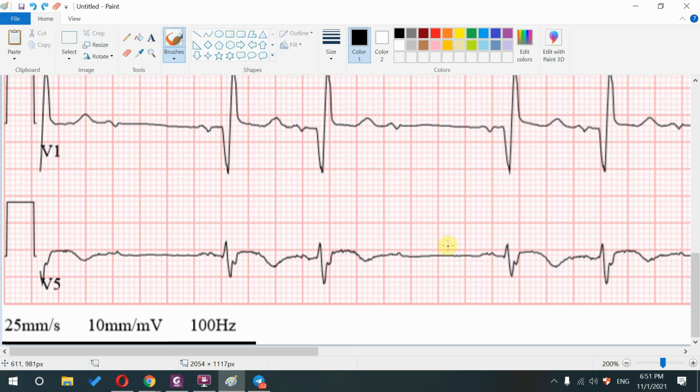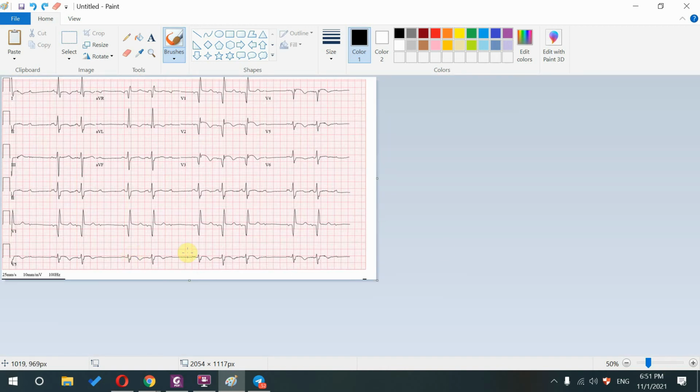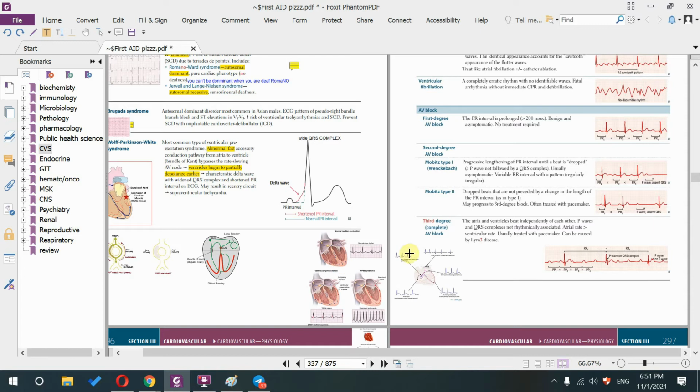What is missing? The missing is basically a wave. Why is it missing? Because of the Mobitz type 2. Excellent. How do you deal with this? How should you treat it? Which drug should you give?